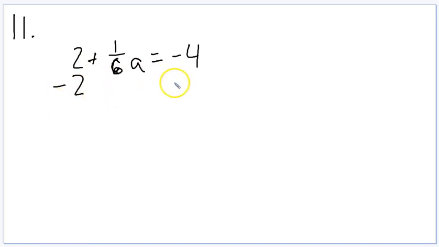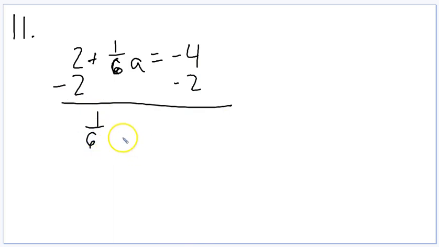Number 11. We've got 2 plus 1/6 a equals negative 4. So this is a positive 2. We're going to have to subtract to get rid of it. So we have to subtract 2 from both sides. That's going to give me 1/6 a equals negative 6.